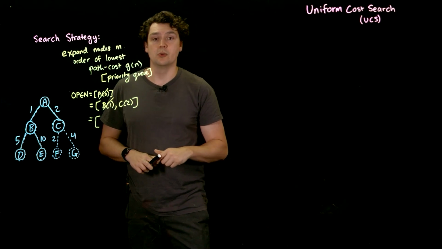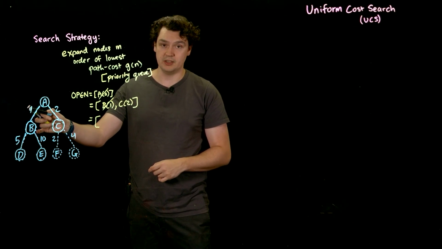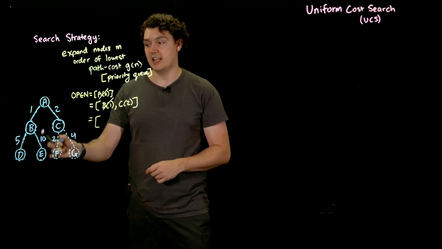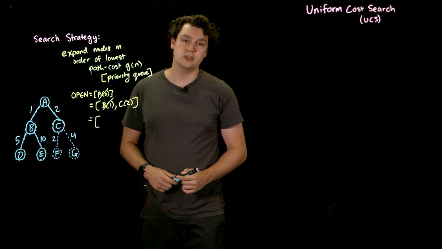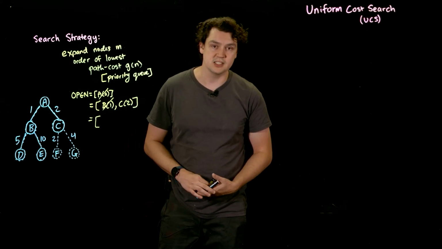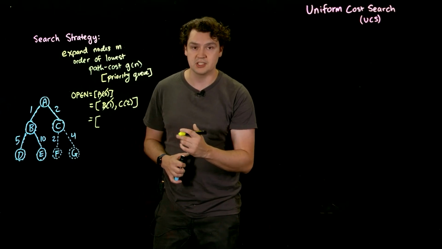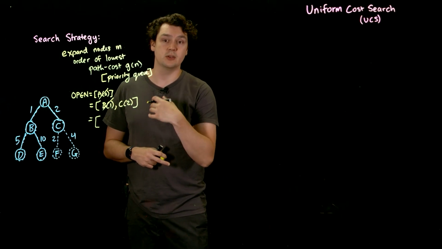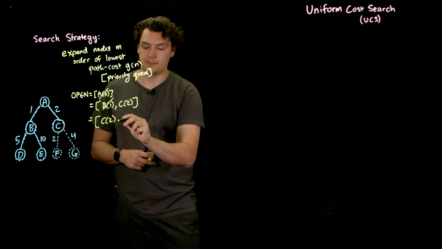Okay, so we find D with a cost so far of 5 plus 1. So D has a cost of 6, and E has a cost of 11. We also previously had the node C with a cost of 2 that still exists. So we would insert D and E into the open list with their respective costs, but C has the best cost, the best path cost so far, so that remains at the front of the queue.